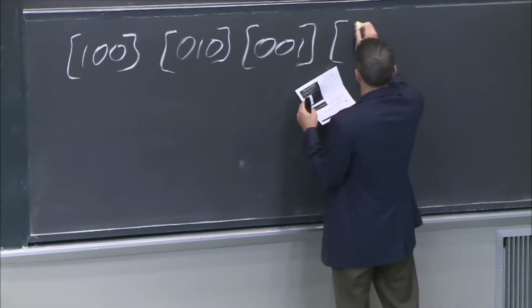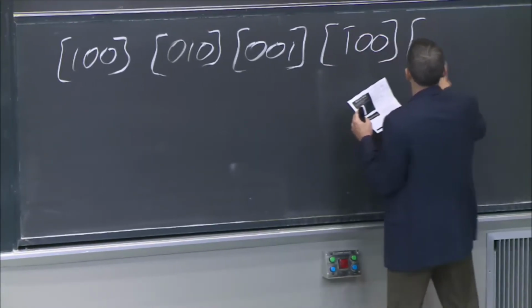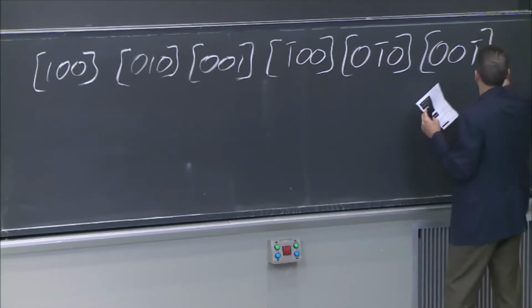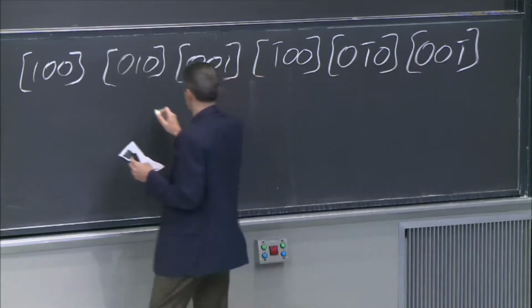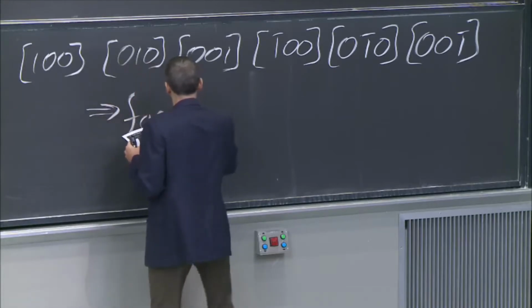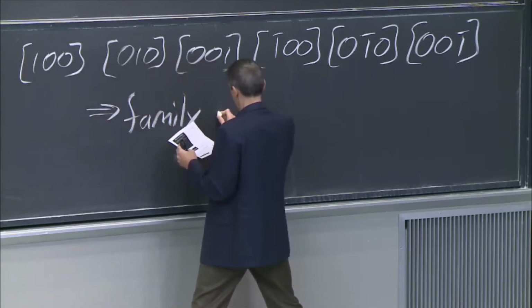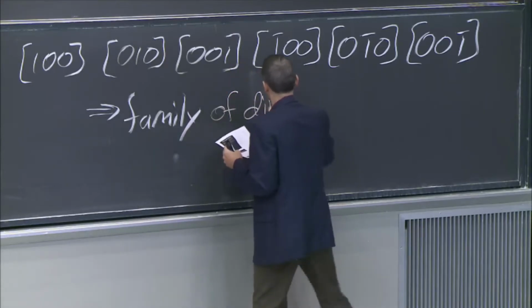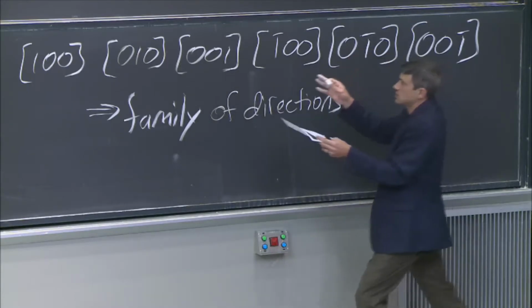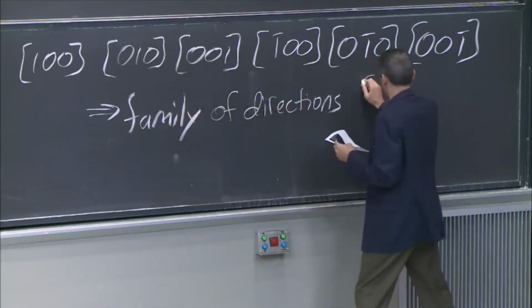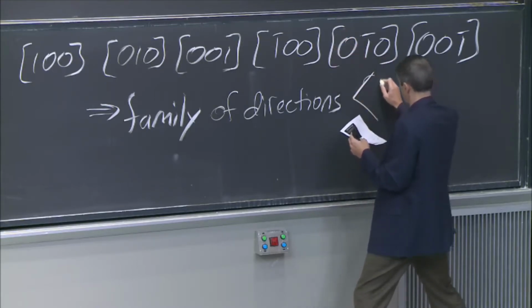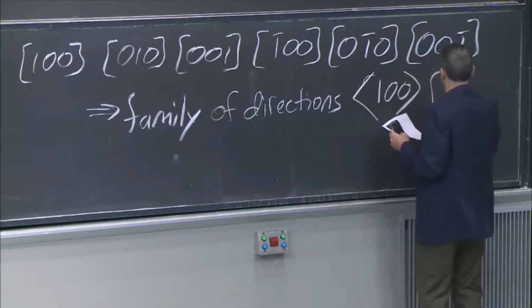And the 1 bar 0 0, and the 0 1 bar 0, and the 0 0 1 bar all get me to equivalent places. And we can call this a family, just because we don't want to keep writing them. If they're all equivalent, we can say this is a family of directions. And you've got to be careful here, because you can't use a square bracket anymore, because it would just be one of the directions. Instead, we use this kind of bracket, and we say it's the 100 family.